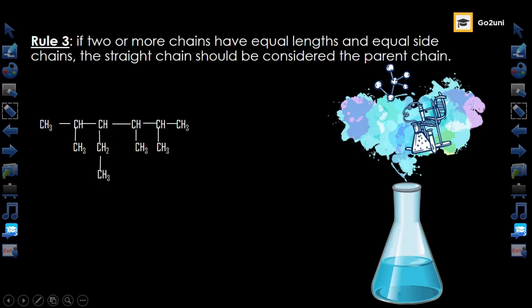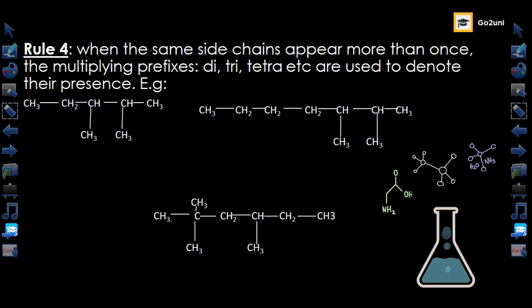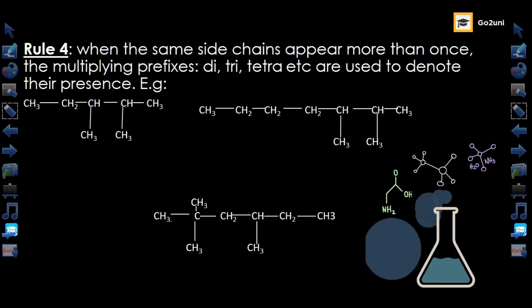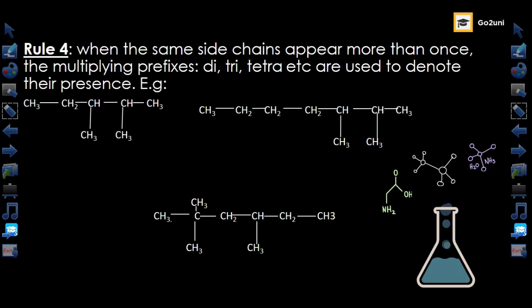So we are going over to rule 4. Rule 4 says that when the same side chains appear more than once, the multiplying prefixes di, tri, tetra, etc. are used to denote their presence.